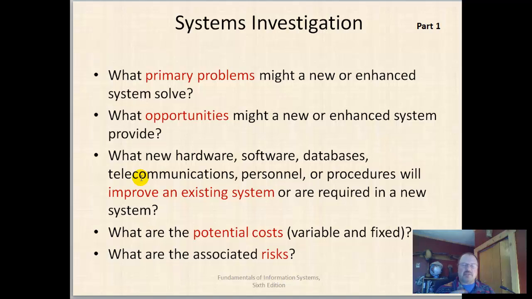Remember, that's the SDLC. So systems investigation, some questions that you might ask within an initial systems investigation. And when we talk about systems investigation, what you're doing is asking, why do we need to do a project? What are we trying to solve? What competitive advantage are we trying to gain? So with that said, what primary problems might a new or enhanced system solve?